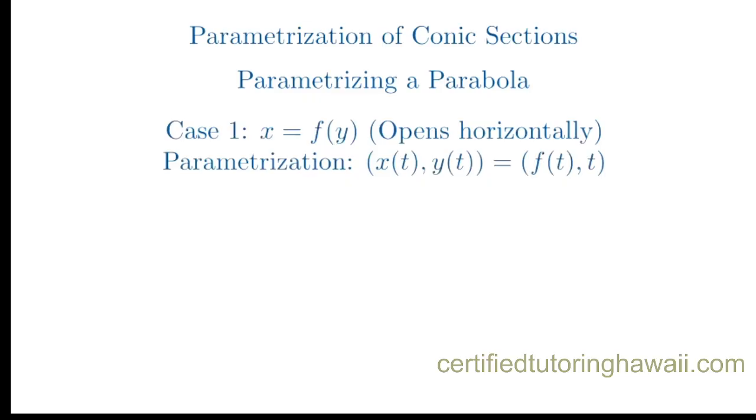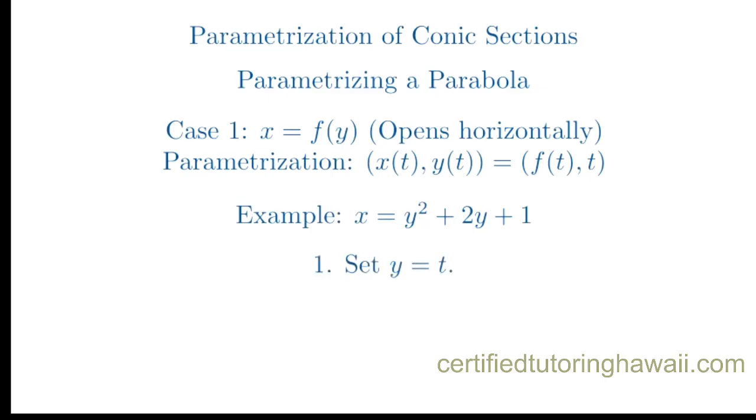Consider the equation x equals y squared plus 2y plus 1. This is a parabola that opens to the right. Solving this for x is easy. In this case, it makes sense to set y equal to the parameter t. Let's work through this example step by step. We'll parametrize the parabola x equals y squared plus 2y plus 1.